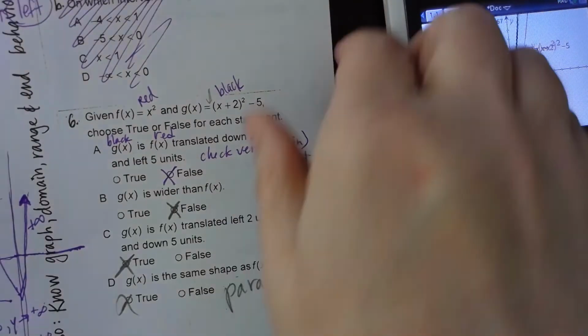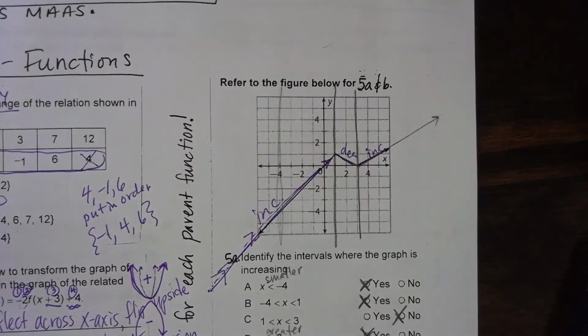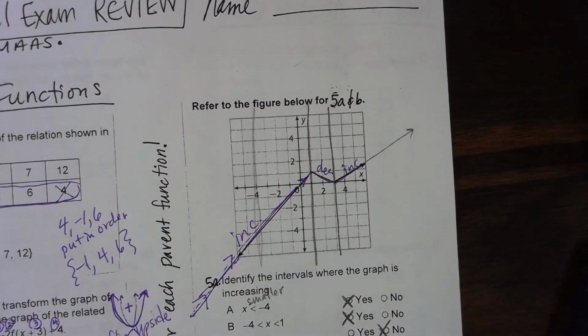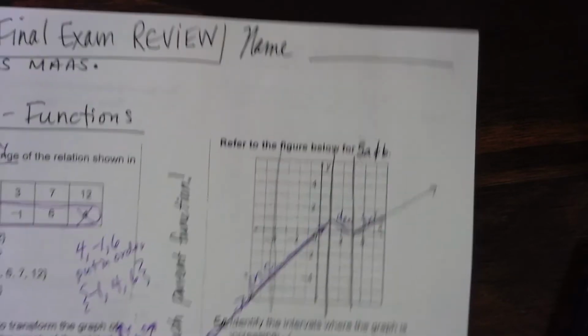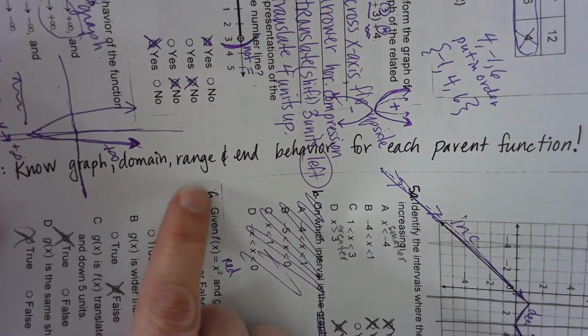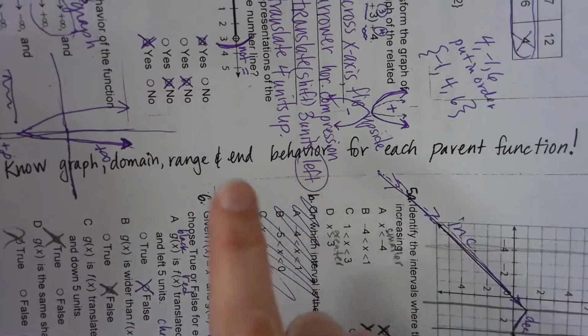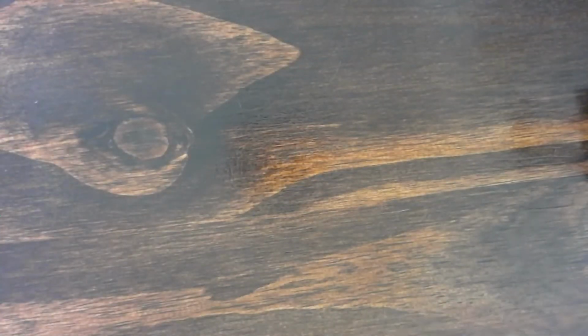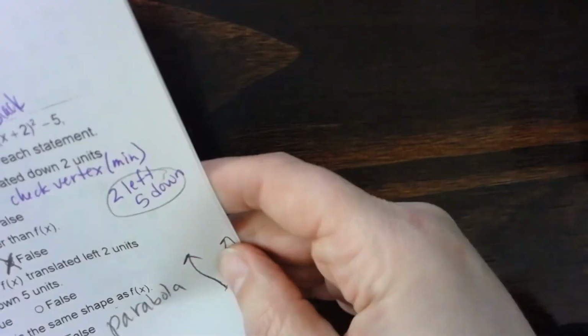Other things from this first unit that are going to be on the test. You need to know this. Know all your graphs, the domain and range, and behavior for each parent function. Be prepared for that. We've spent a long time on that part.